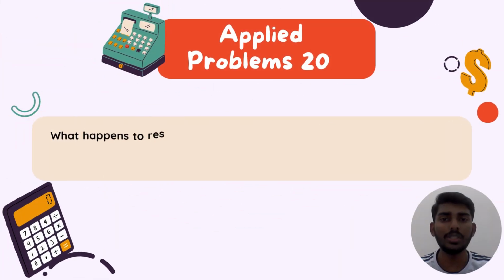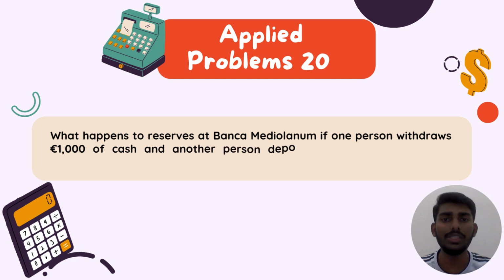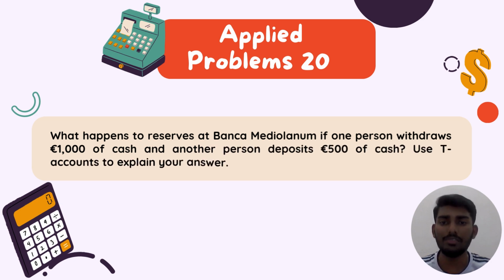My name is Anviran, son of Kumar. My matric number is BB22161105. Today I would like to present applied problem 20. What happens to reserves at the bank if one person withdraws 1000 euro of cash and another person deposits 500 euro of cash? Use T-accounts to explain your answer.